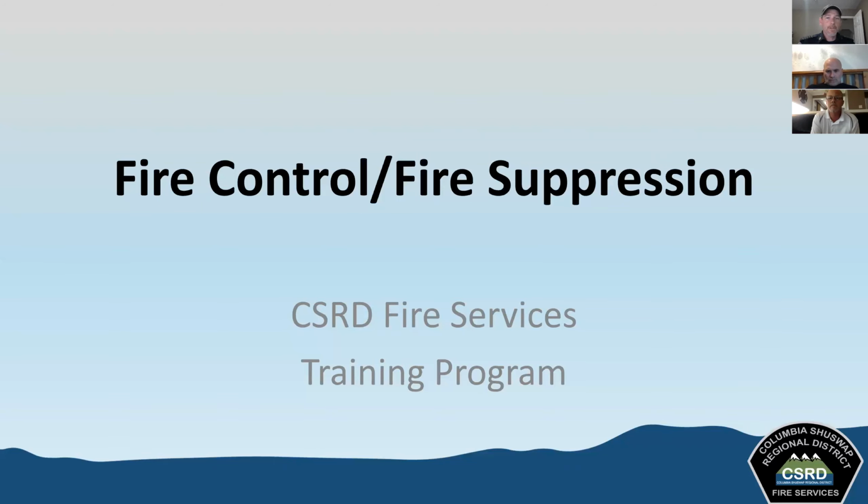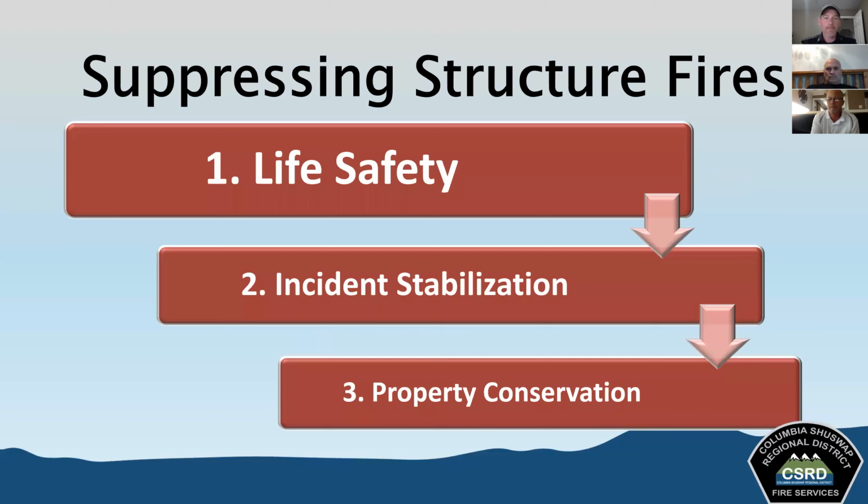When we talk about suppressing structure fires, it's a strategy, and a coordination of resources is required to suppress these structure fires. That strategy and the way that the resources are coordinated is determined by the incident commander. The incident commander is going to make his determination on how we attack this fire based on three main principles: life safety, incident stabilization, and property conservation. And it is in that order.